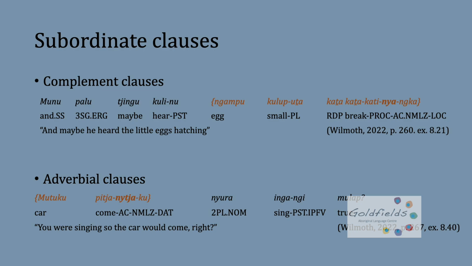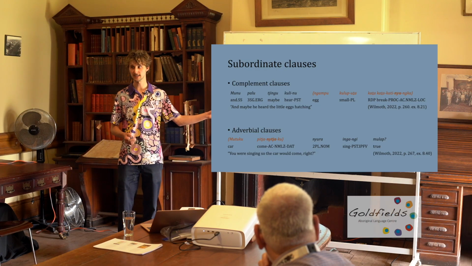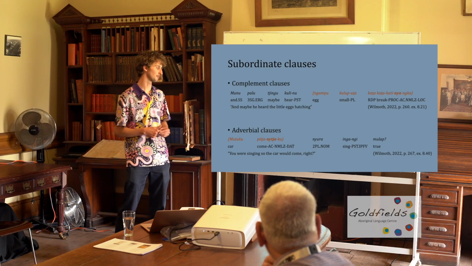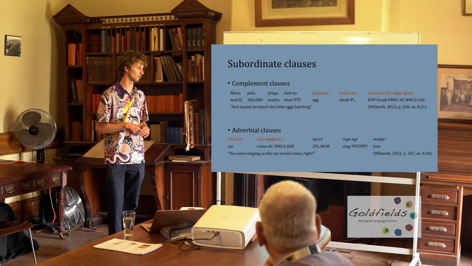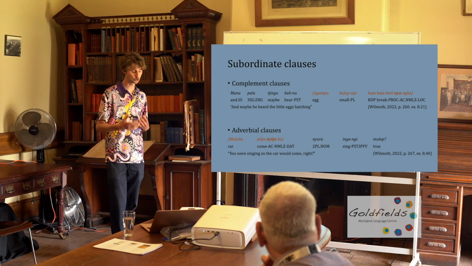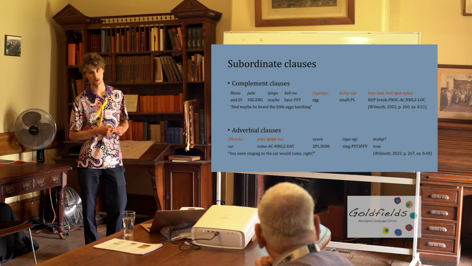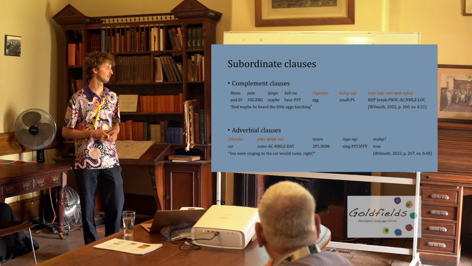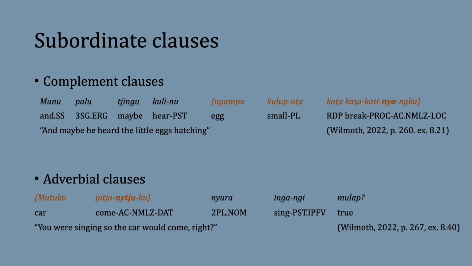In this second example, the orange nominalised clause, and note again the verb with the nominalising morpheme attached to it and then the case suffix on the end. The nominalised clause is providing additional information to a main clause verb. So it's got an adverbial function. In this case, it's providing a reason or rationale for why a main clause verb is occurring. So you were singing so that the car would come.